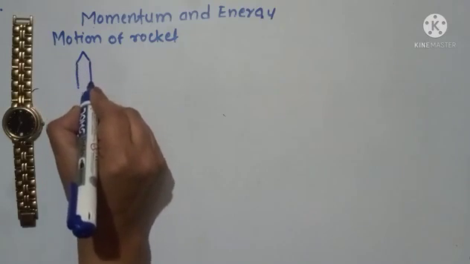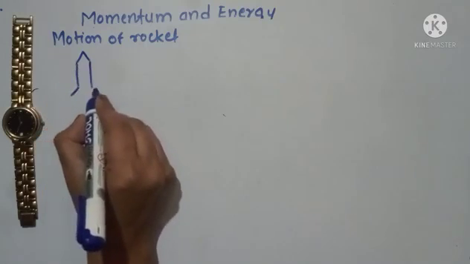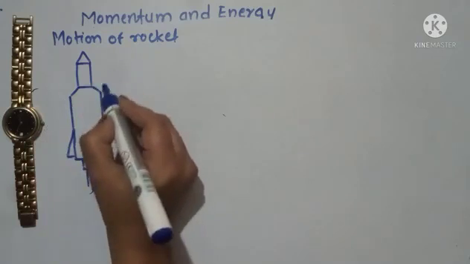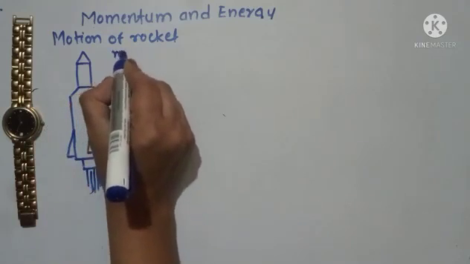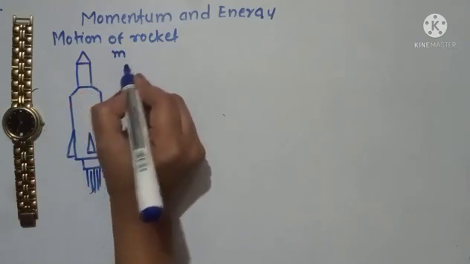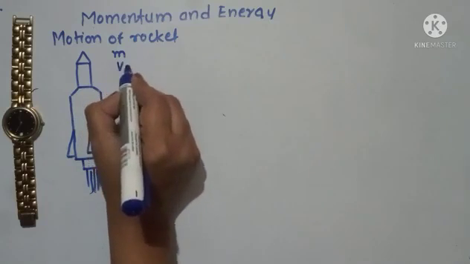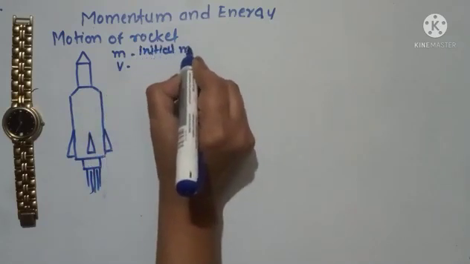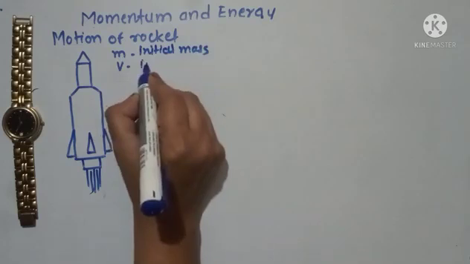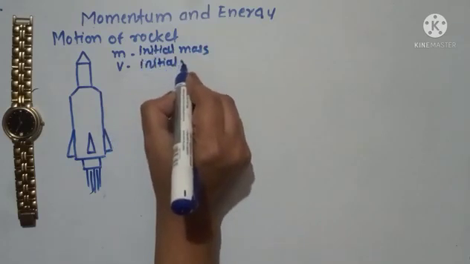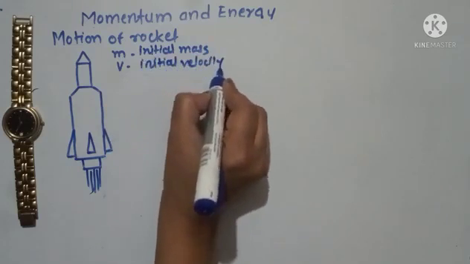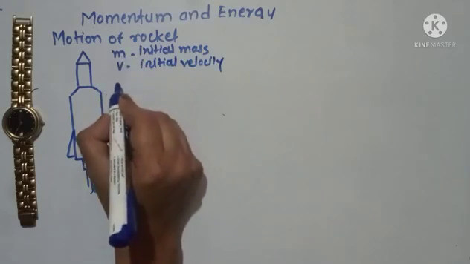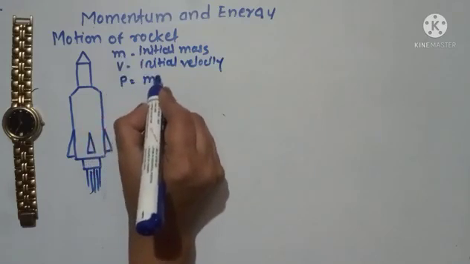Suppose this is a rocket. Consider the rocket with a mass m. So this is the initial mass at the time t equal to 0, and v is the initial velocity of the rocket. So m is the initial mass and v is the initial velocity. And we know that for a particle or a system of particles, if the mass is m and v is the velocity, its momentum will be m into v.